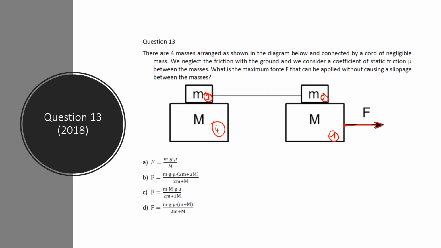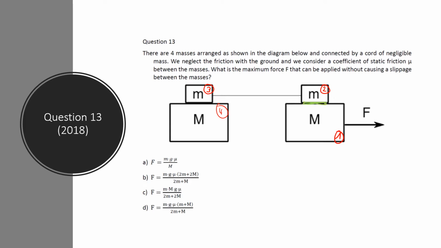And we're going to suppose that there's no friction with the ground, but there's only going to be friction on these interfaces between the different masses. And we need to know what is the maximum force that we can apply before there's going to be slippage on either the interface between 1 and 2 or the interface between 3 and 4. Let's see what we can find out about the frictional forces here.